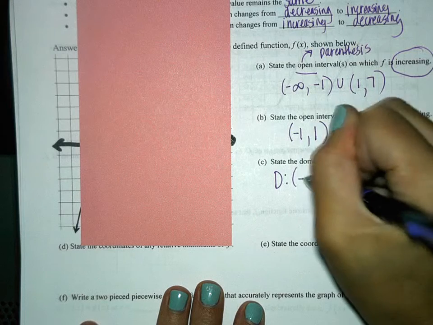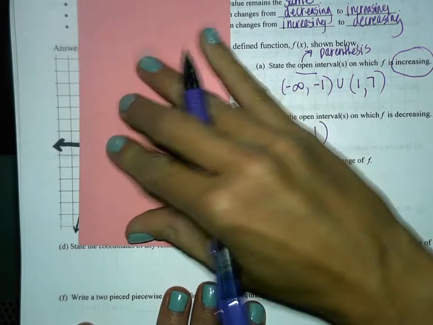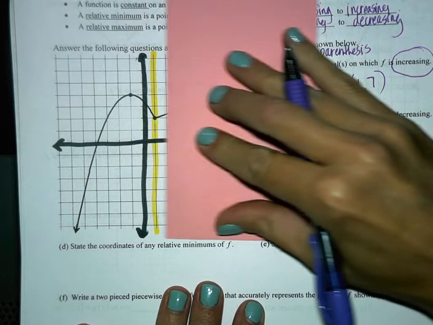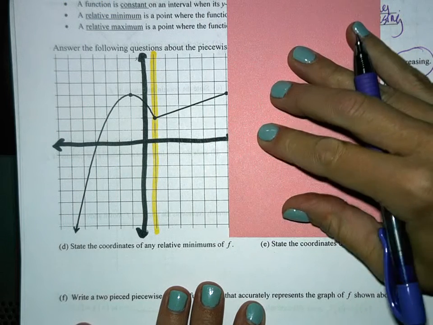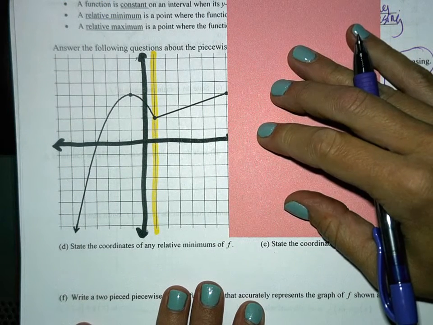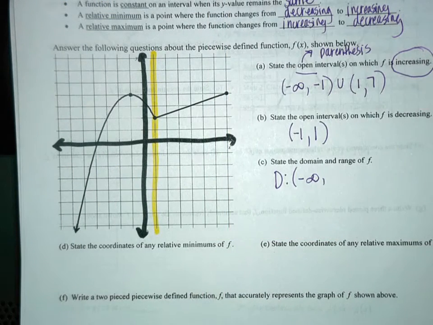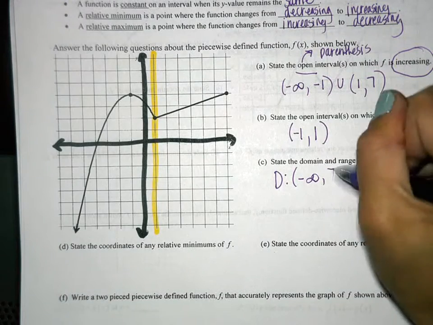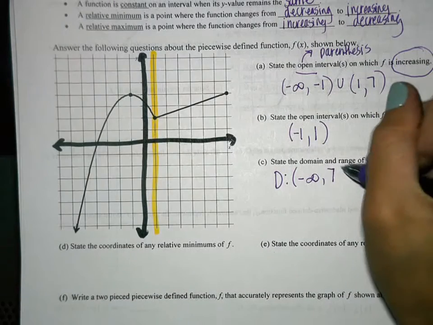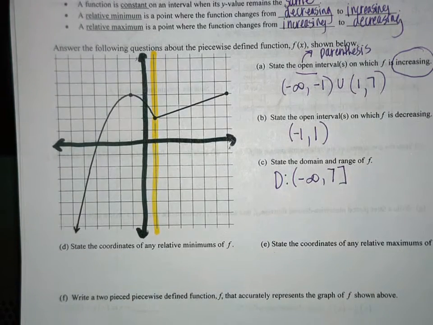Good, parenthesis, negative infinity. And then as we go along, it keeps going, and then it stops because there's a point there. Okay, and so what point is that at? 7. And would I use a parenthesis or a bracket? Very good. And why is it a bracket? Good, closed circle. It equals that point.